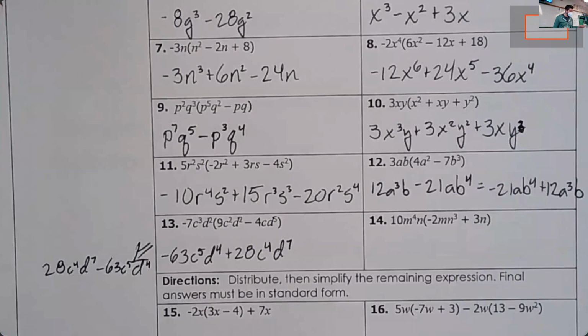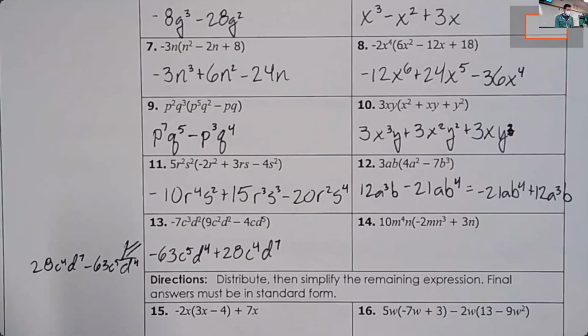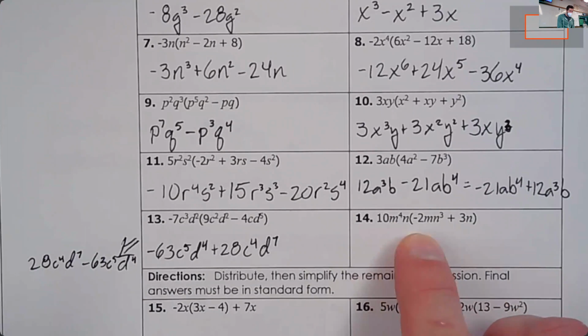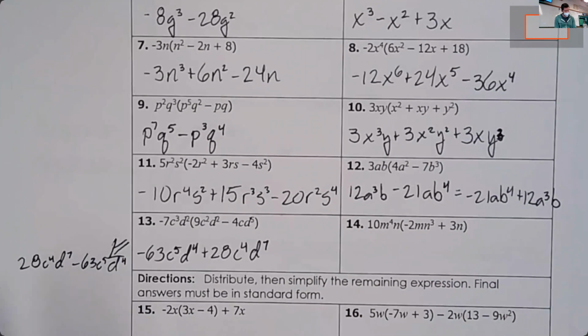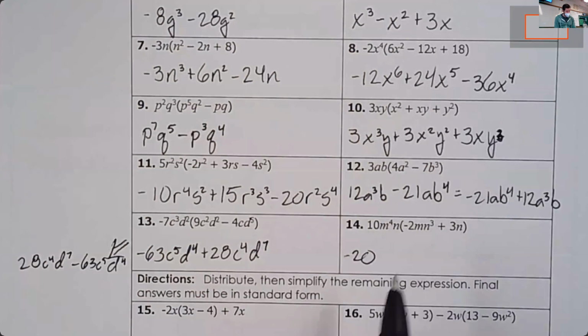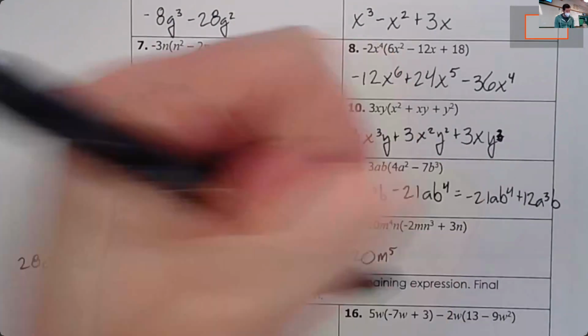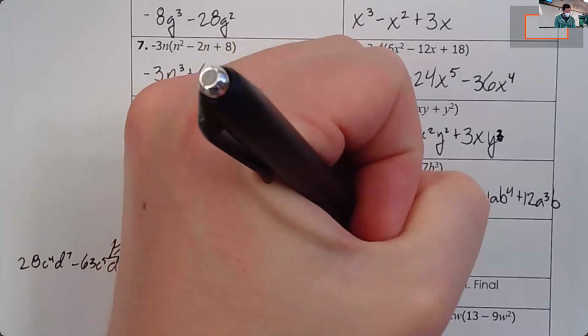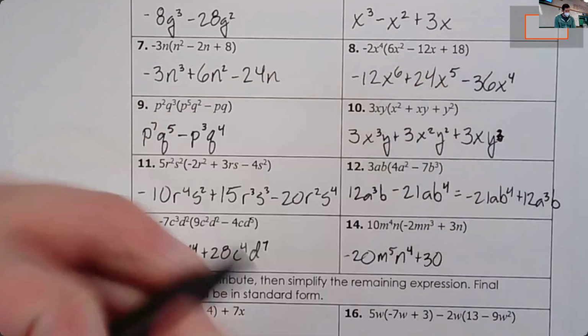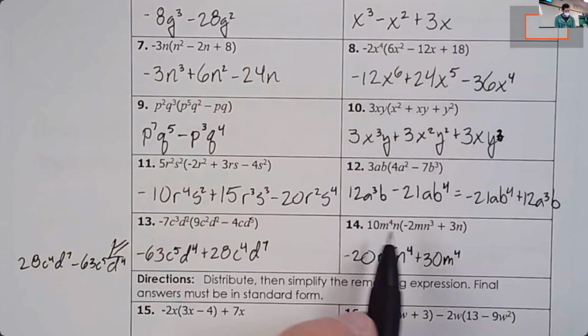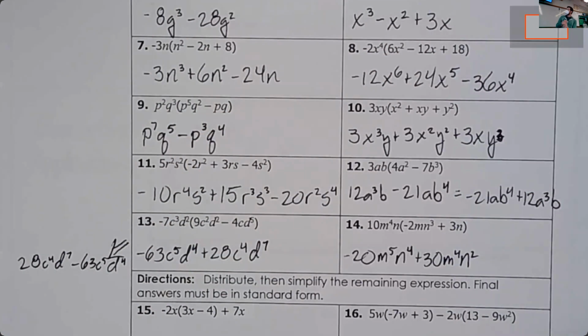All right. Last one of these, 10 m to the fourth n times -2 m n to the third plus 3n. So start by multiplying 10 times -2. -20, all right. M to the fourth and m would be 4 and 1, so that's m to the fifth. 1 and 3 is n to the fourth. 10 times 3 is 30. M to the fourth, and then n squared. And that one's in standard form because we got 9 here for the exponents and 6 here. So we're in descending order, so we're good to go.